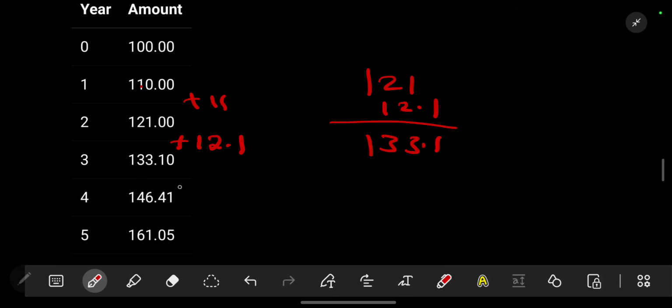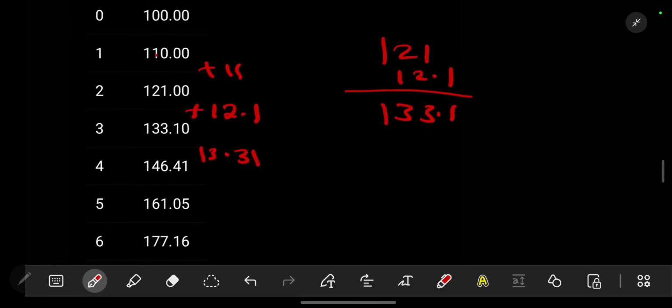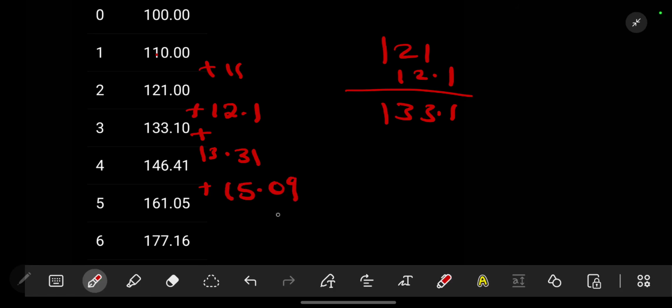Here what is added is 13.31. So 13.31 is added here. Then as we proceed like that, more and more money is being added to the extent whereby we have 161.05. If we look at the amount that was added, we have 161.05. Now I'm just doing this to explain a point. So that is the type of interest that we want when you're doing a business.